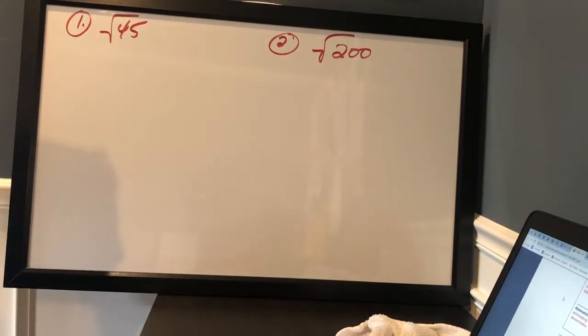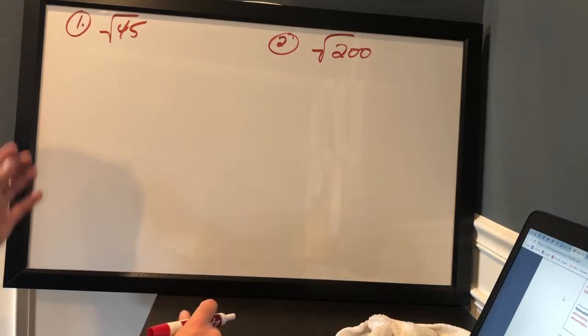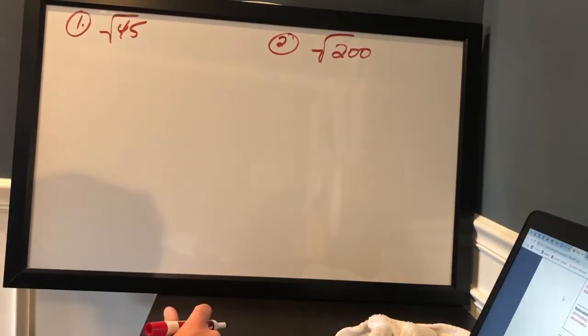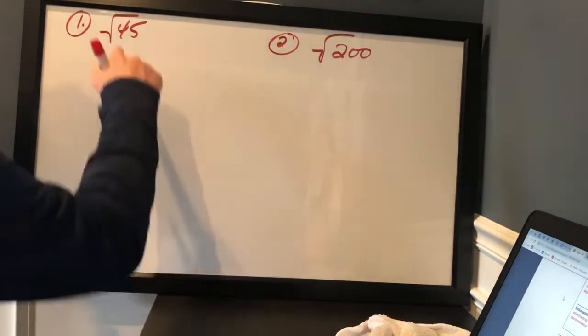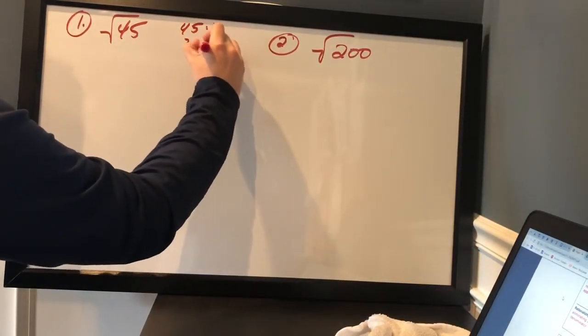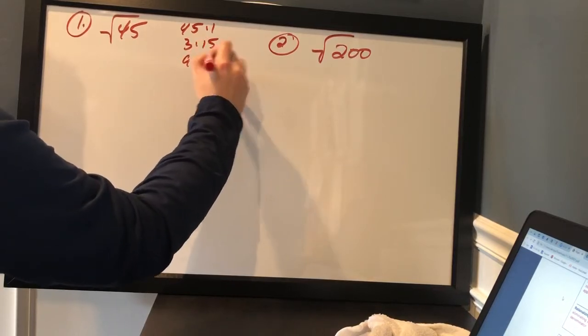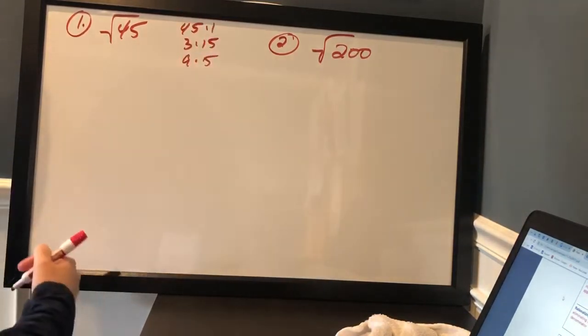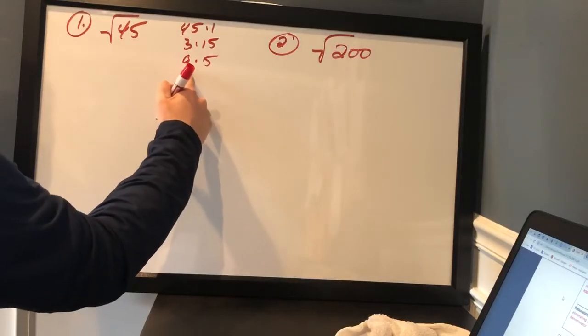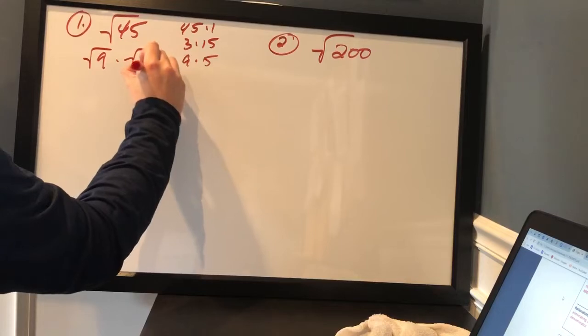So, square root of 45. 45 is not a perfect square. So what I need to do is I need to try and break that up into a perfect square if I can, or a perfect square times a non-perfect square. So I start to think about the factors of 45. Well, 45 times 1, 3 times 15, 9 times 5. If we're looking at these, 9 times 5, 9 is a perfect square. So I'm going to break this into the square root of 9 times the square root of 5.